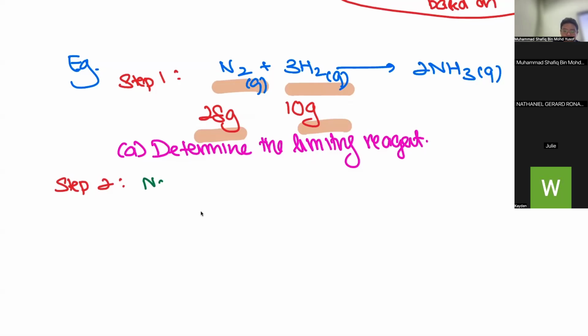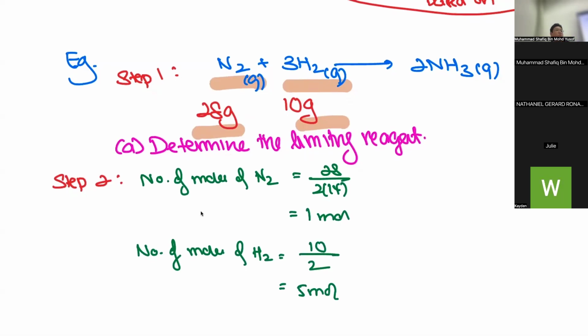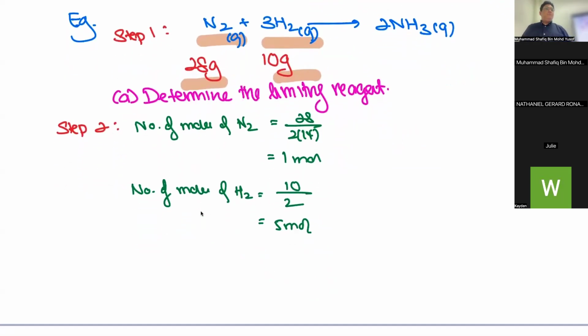So let's do this. Number of moles of nitrogen is 28 divided by 28, which is 1 mole. And the number of moles of hydrogen is 10 divided by 2, which is 5 moles. So this one is something weird. I can find the mole of both of them. Let you copy down first. Any questions before I continue?